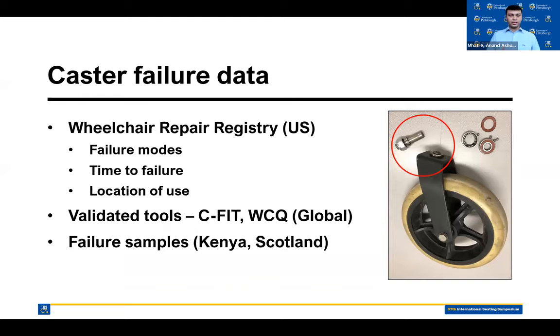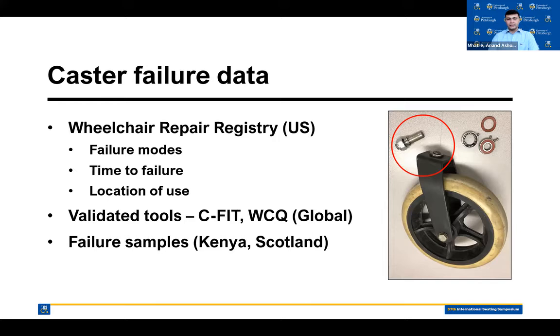Before I dive into those areas, I wanted to talk about some of the data sources that have helped this work. We have focused on casters, but as said before, this can be applied to other wheelchair parts or even the whole wheelchair, as we have done in other research areas. The first failure data source is the caster failure data. This has come largely from a wheelchair repair registry. This repair registry is developed by technicians who go out in the community and do repairs.